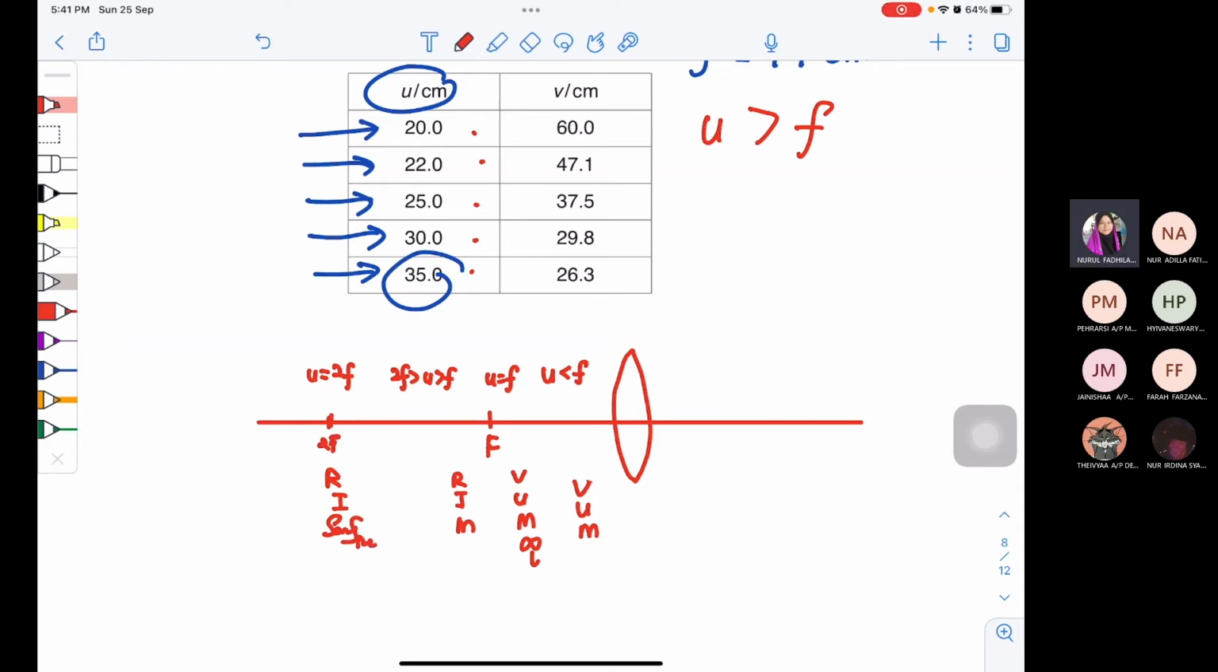Maksudnya, objek dekat atas 2F. 2F tu maksudnya double F lah. Jadi, image you, dia akan dapat dekat 2F juga, dekat sini. And same size. Maksudnya, dia punya length kat sini, katalah sini 2 cm. Itu juga objek dia, 2 cm. Make sense ke? Okay ke? Alright.